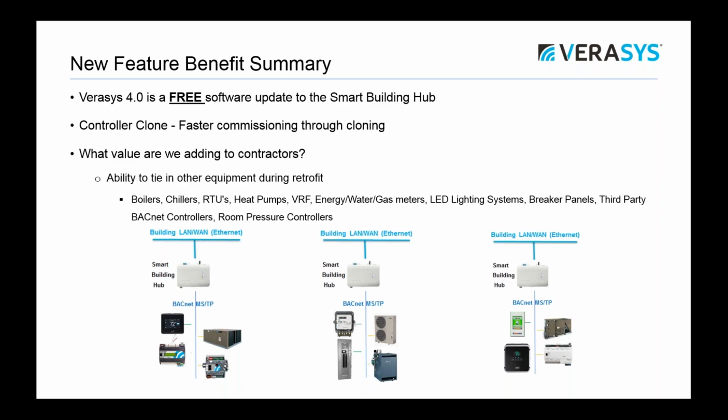The controller clone is, again, just faster commissioning. If you've got a project that's got 20 VAV boxes and they're all the same, you can set up one and just clone the rest. Even if you had a new building that you're working on and there are 20 or 30 rooftops, and they're all the same brand, the same BACnet card, what a great way to do some fast commissioning and setup, because now you can set up one, clone it, and add the other 29 rooftops right to the system. So really fast, nice feature.